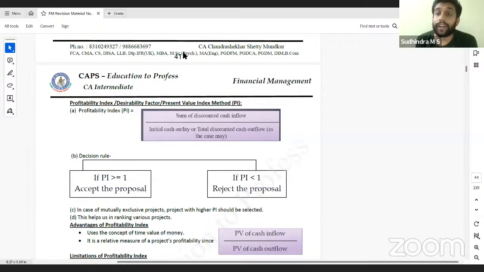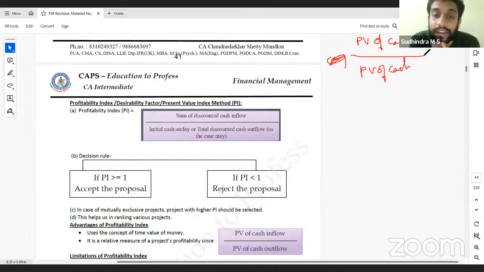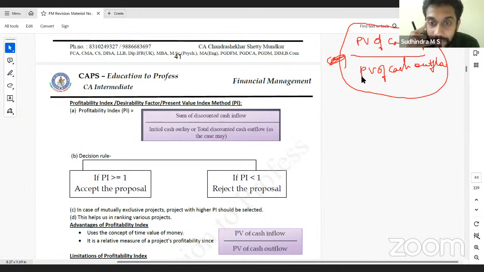Simple. In NPV, what did we do? Present value of cash inflow minus present value of cash outflow. Correct. Here, this minus is replaced by divided by. So present value of cash inflow divided by present value of cash outflow. Simple. That's the profitability index. Advantage here is it is expressed in percentage, a relative measure. So present value of cash inflow divided by present value of cash outflow is profitability index.